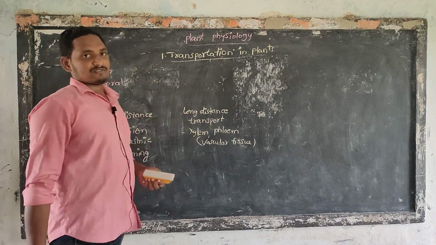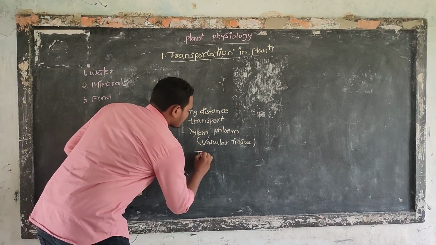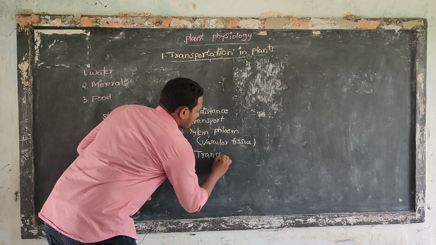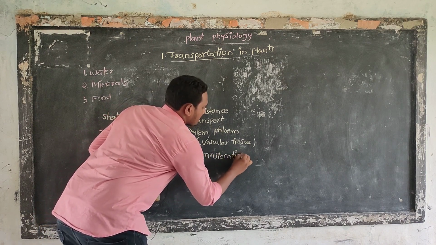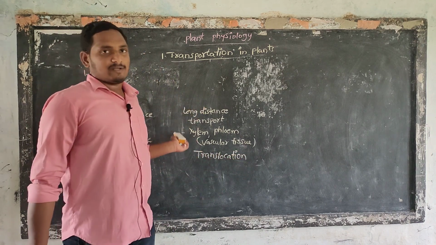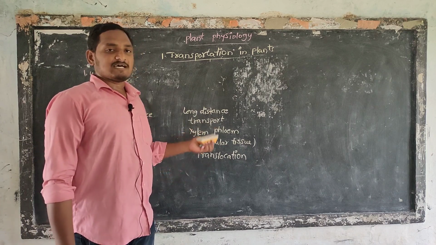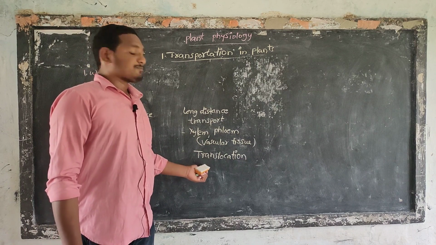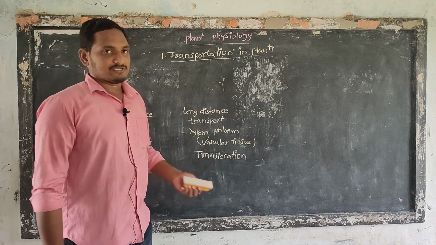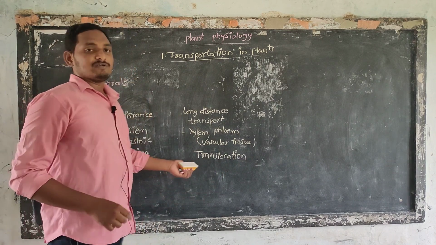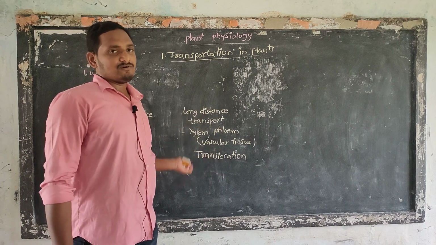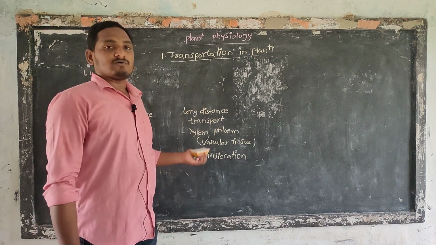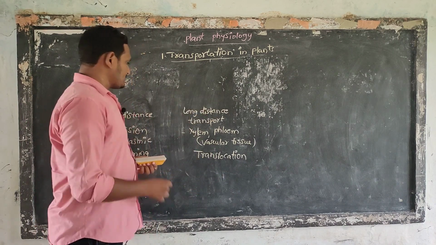This type of system is called translocation. Water, minerals, and food materials are transported by xylem and phloem, that is, the vascular tissue. That process is called translocation, from the leaf to all organs or from the root to all body parts.